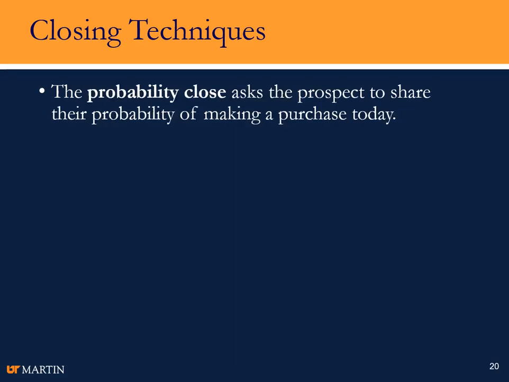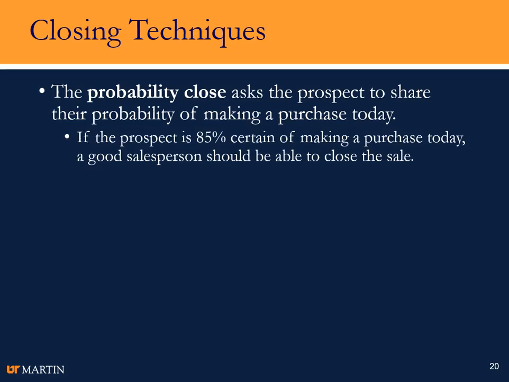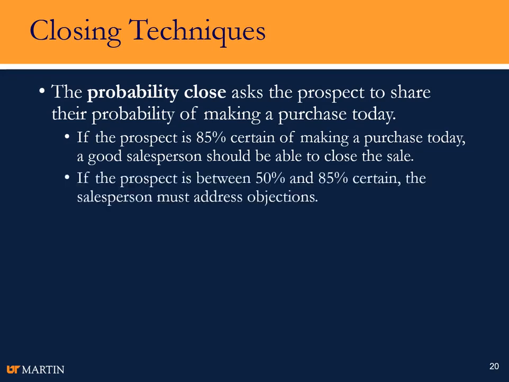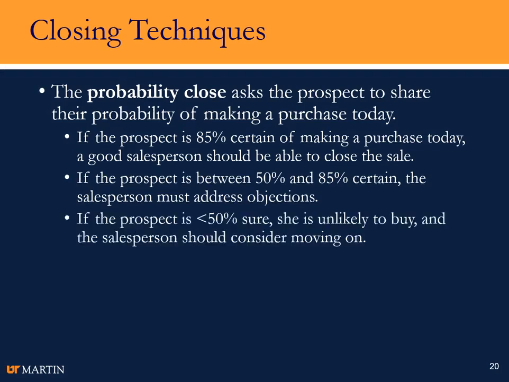The probability close is where you're asking the client to share their probabilities about making a purchase today. If you ask them what's the likelihood that you'll buy and they say that they're 85% certain or more, then they're probably going to buy the product today. Good rule of thumb, 85%. With prospects between 50 and 85%, they may have some objections. You need to make sure you can address those. And if the prospect is less than 50% sure, she's really unlikely to buy the product, and you should consider getting out of there because you're spinning your wheels. And maybe that's the time to use a soft close where you just tell them you'd like to come back, or they can reach out to you when they're ready to make that decision.